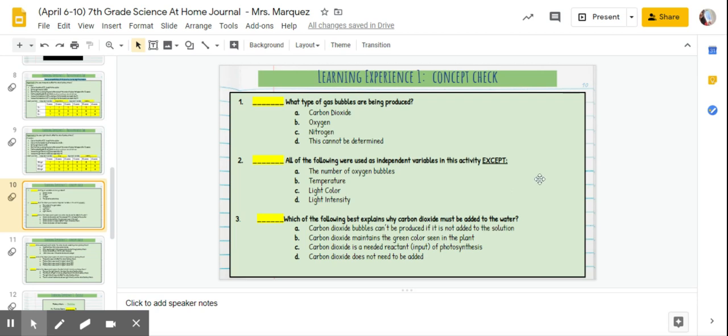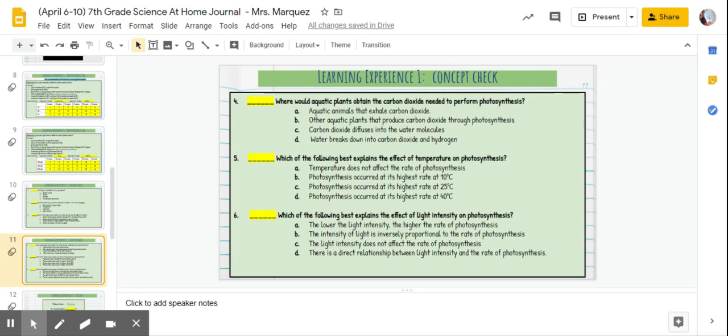Which of the following best explains why carbon dioxide must be added to the water? Well, the name of this lab was something about photosynthesis, right? And what do we need for photosynthesis? We need carbon dioxide and water and sun and probably something else that I can't remember right now. So I see where it says carbon dioxide is a needed reactant of photosynthesis. I'm loving that answer choice. Number 4 says, where would aquatic plants obtain the carbon dioxide needed to perform photosynthesis? So like in our lab, you know how we put the carbon dioxide in, it diffuses in with the water. So it diffuses.